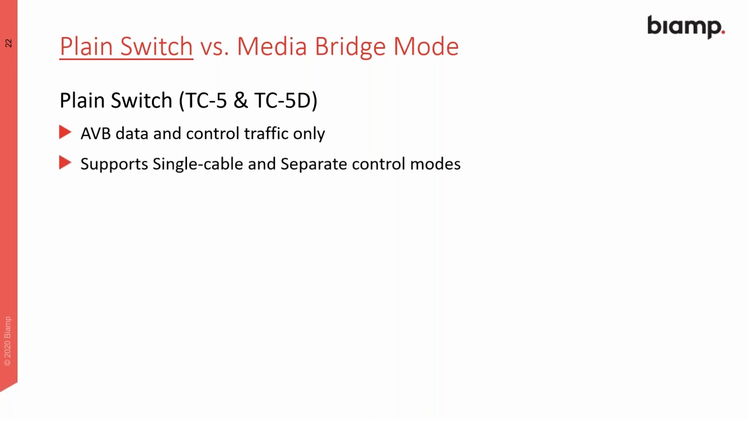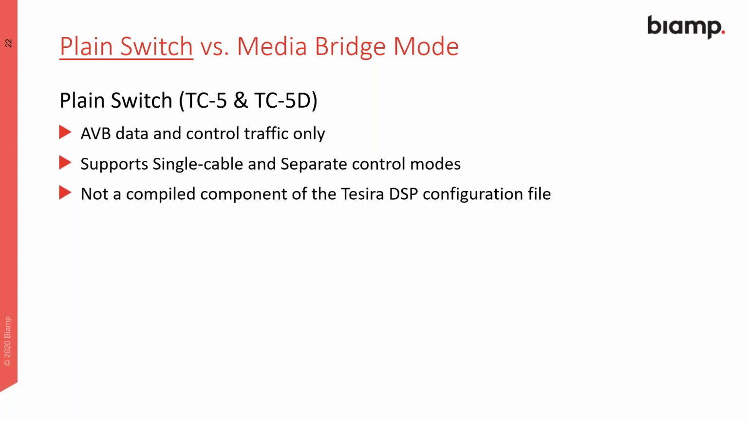It supports single cable and separate control mode. So you can have a converged network, so AVB and control on the same network, or you could have a separated network, which means that the AVB traffic is totally logically or physically separated from the network. Also, you will find that this is a device, but there is no block in the Tesira platform. So if you open the software, you will not find a block that you can add into your software.